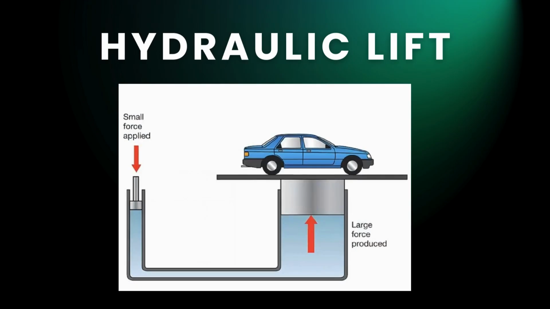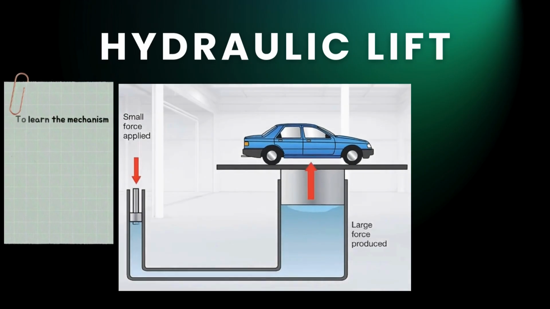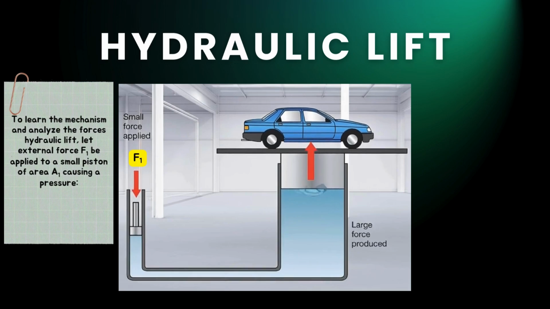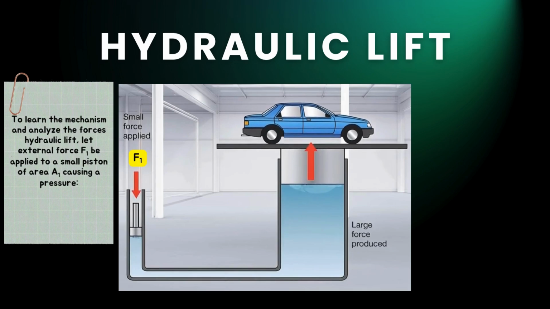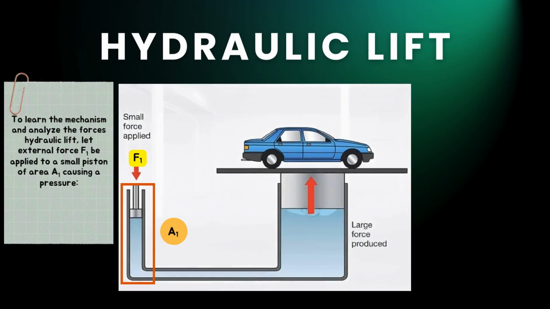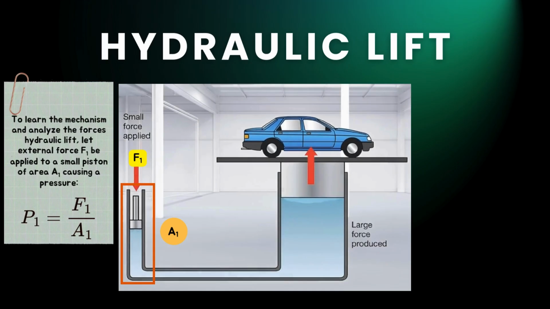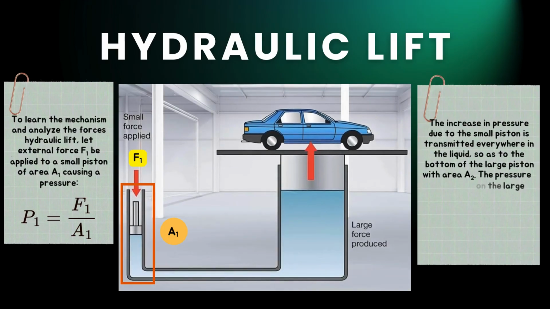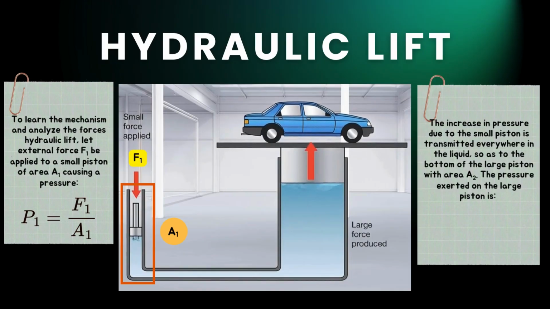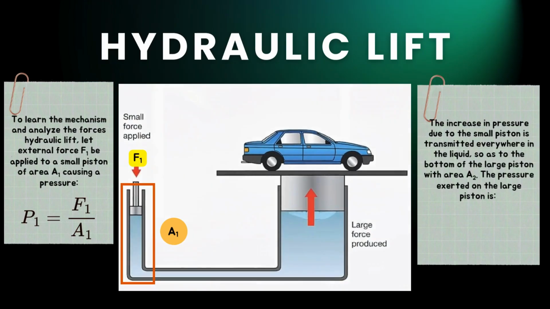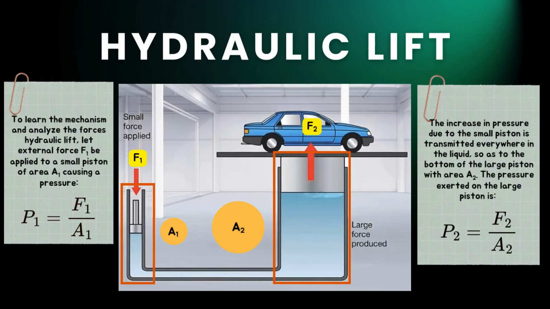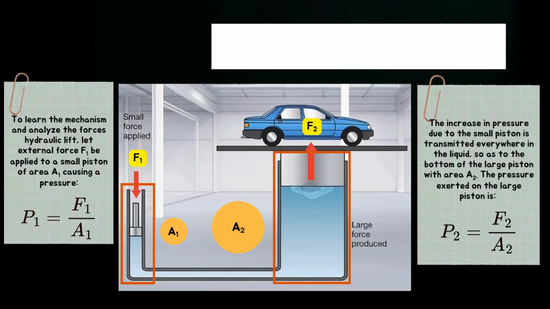and A is area. To understand the mechanism and analyze the forces in a hydraulic lift, an external force F1 is applied to a small piston with cross-sectional area A1, producing a pressure P1, where P1 equals F1 divided by A1. The increase in pressure created at the small piston is transmitted uniformly throughout the confined liquid and acts on the bottom of the large piston with area A2. The pressure exerted on the large piston is P2, given by P2 equals F2 divided by A2.